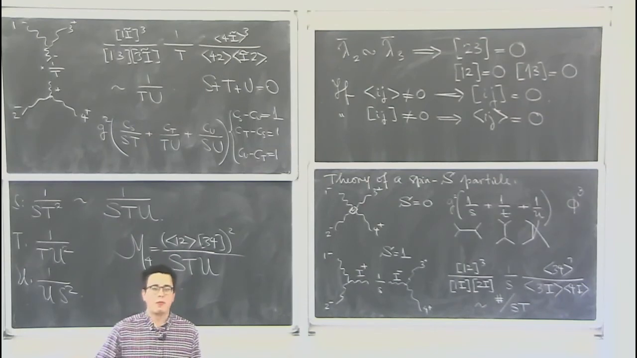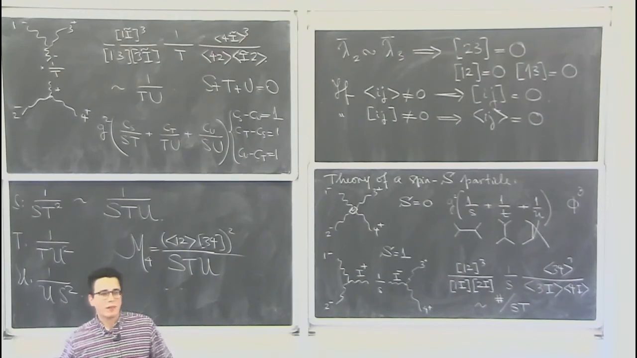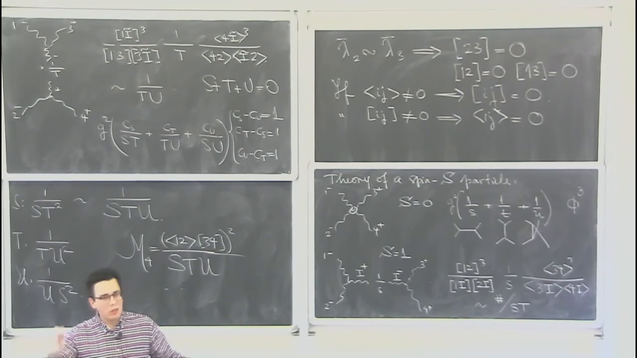Can I add 3 of them? 4, 5, 6, 7, 8? I can go all the way to n equals 8 supergravity. So you discover n equals 8 supergravity if you play this game with spin 3/2 particles.